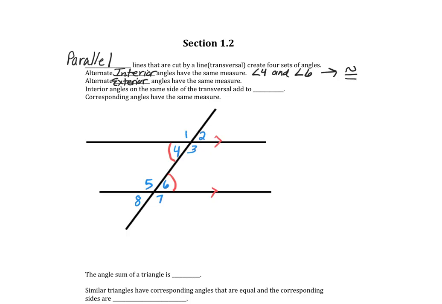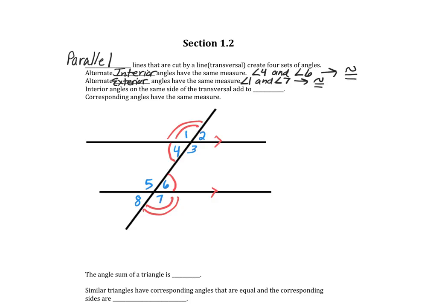An example of a set of alternate exterior angles would be angle 1 and angle 7. Those are alternate exterior, so those are a different measure from angle 4 and 6. But angle 1 and 7 are also going to be congruent to each other. So they are also congruent to each other.